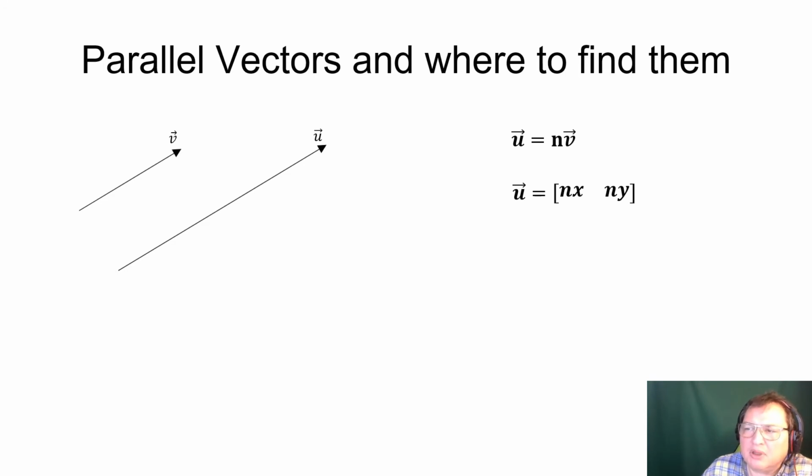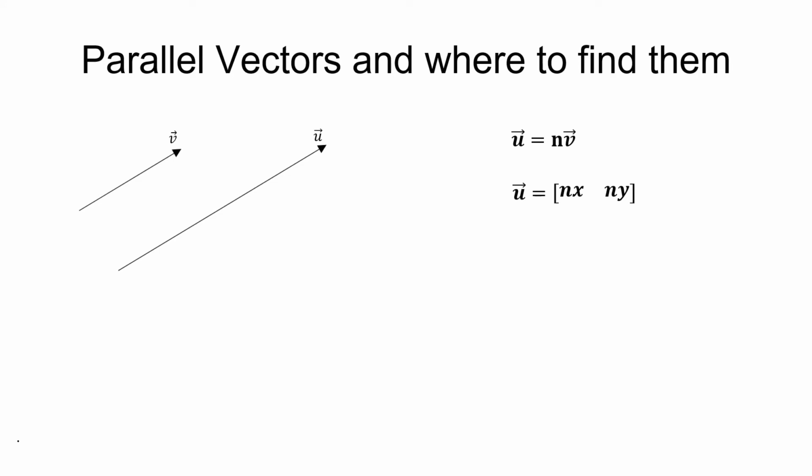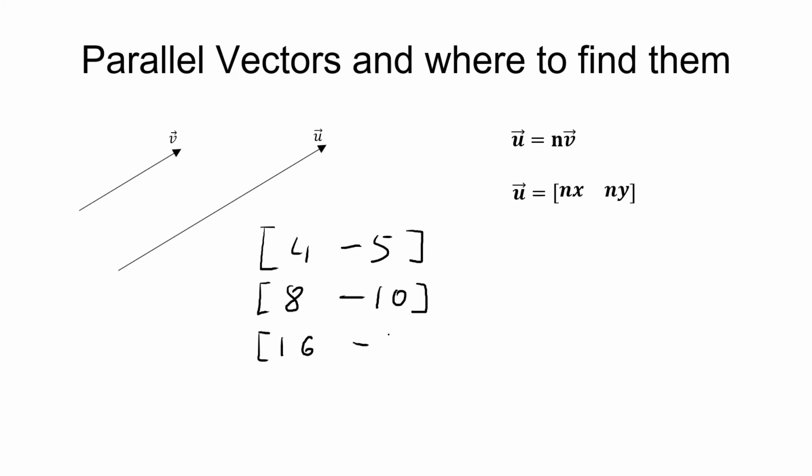n is any number except 0, because 0 would produce a zero-length vector, and a zero-length vector has no direction, therefore being parallel or perpendicular is not applicable. So, for an example vector 4, -5, one of the possible parallel vectors with n equal 2 is 8, -10. Or another example for n equal 4, 16, -20.